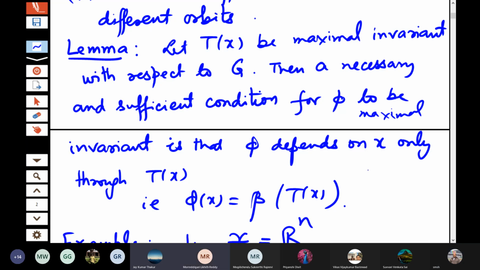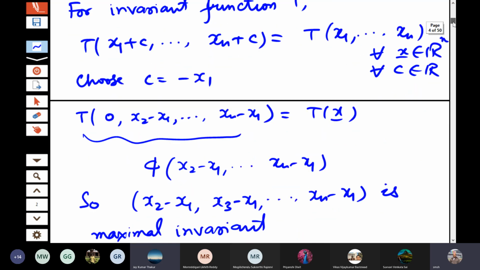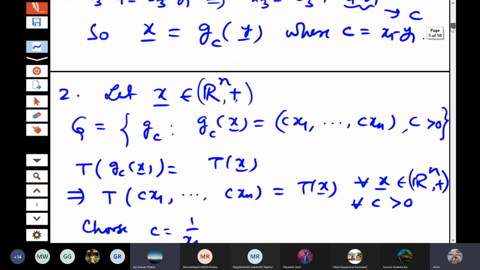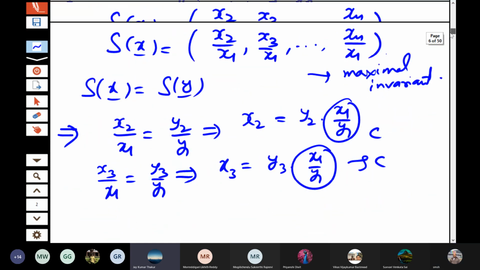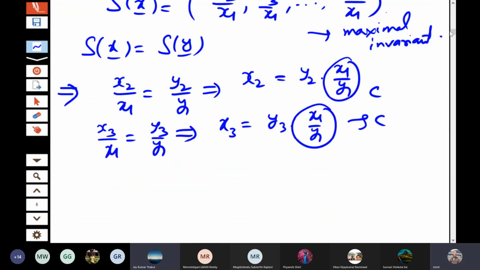Yes, sir, understood. I am not writing the proof here. Actually, one part can be immediately written, that sufficiency part, but for the necessity part, a little bit of argument is required. So I am not writing the proof here. But I think from the two examples that I have given, it must be very clear.